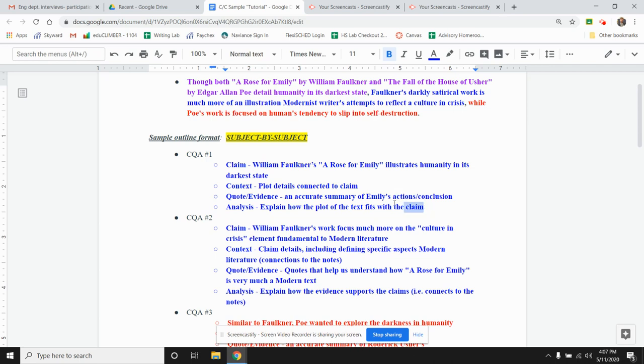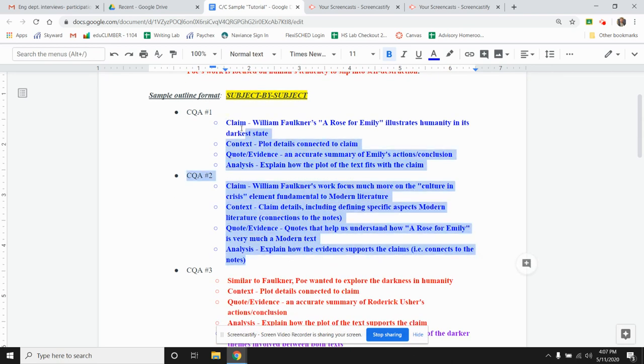At this point, you folks have done many lit analyses and you've mastered the arts of CQA. So this shouldn't be anything too new for you. You'd transition then to a second CQA, detailing how additional evidence from Faulkner's work helps to support your claim, an additional context, quote, and analysis. That's highlighted here in blue. So this is pretty standard literary analysis writing up until this point.